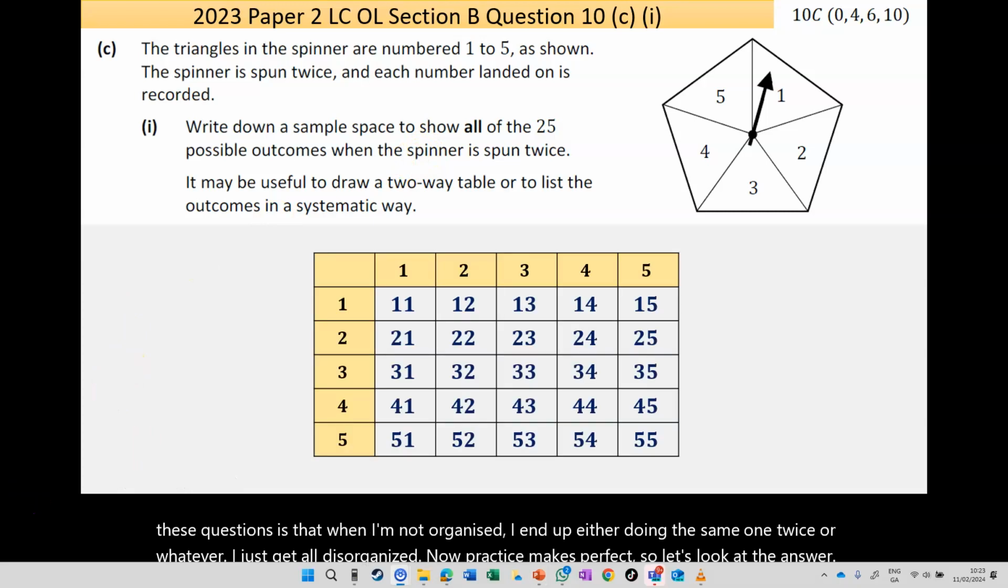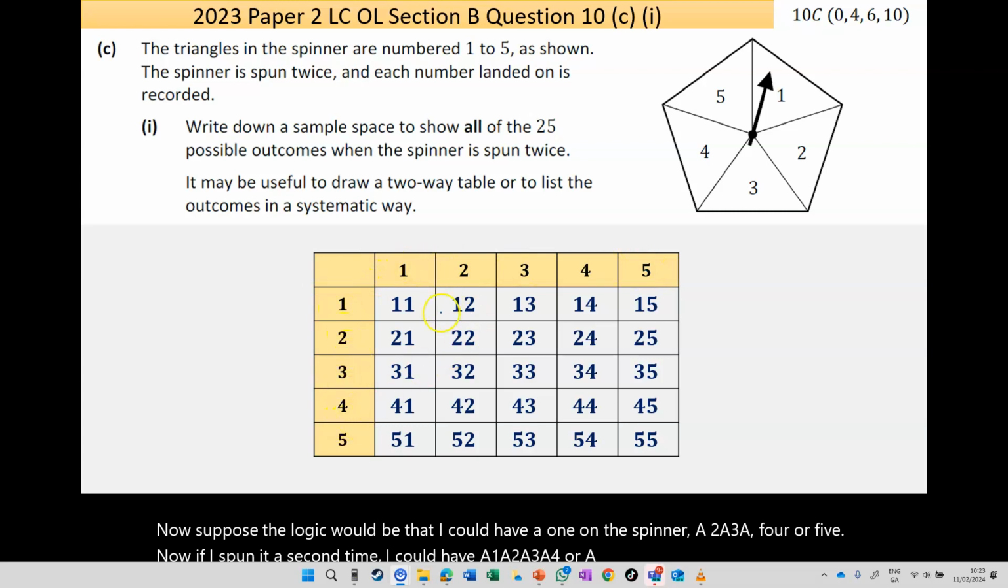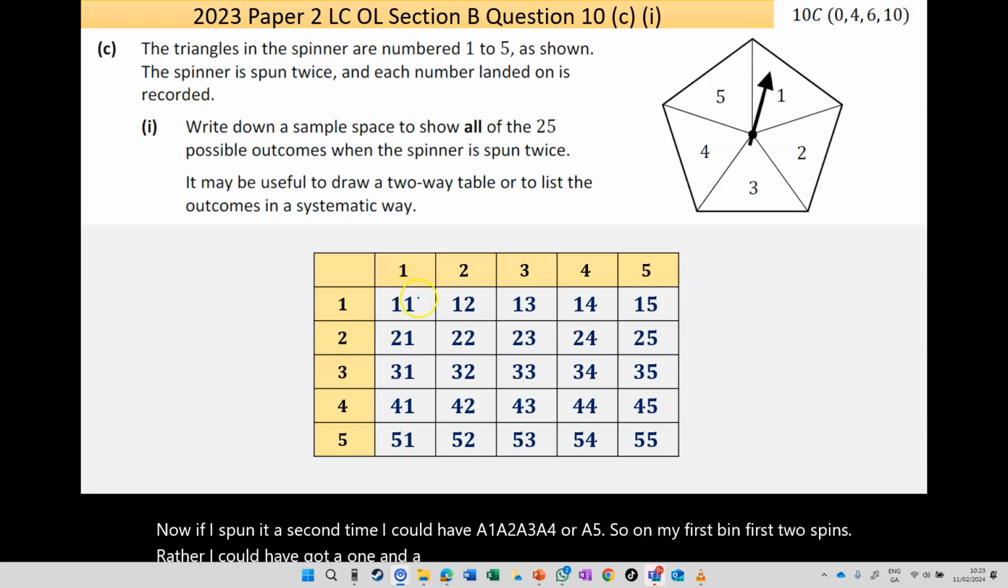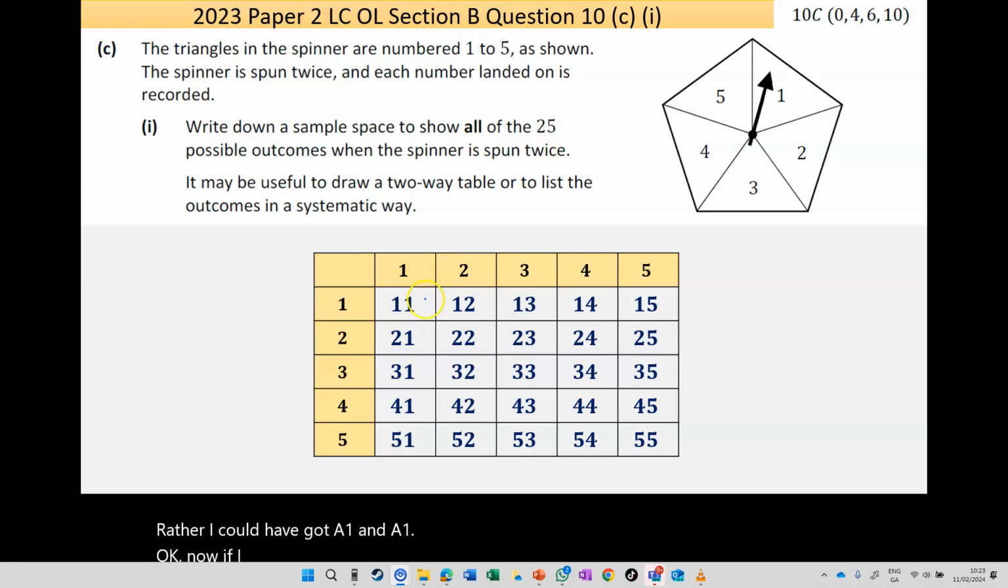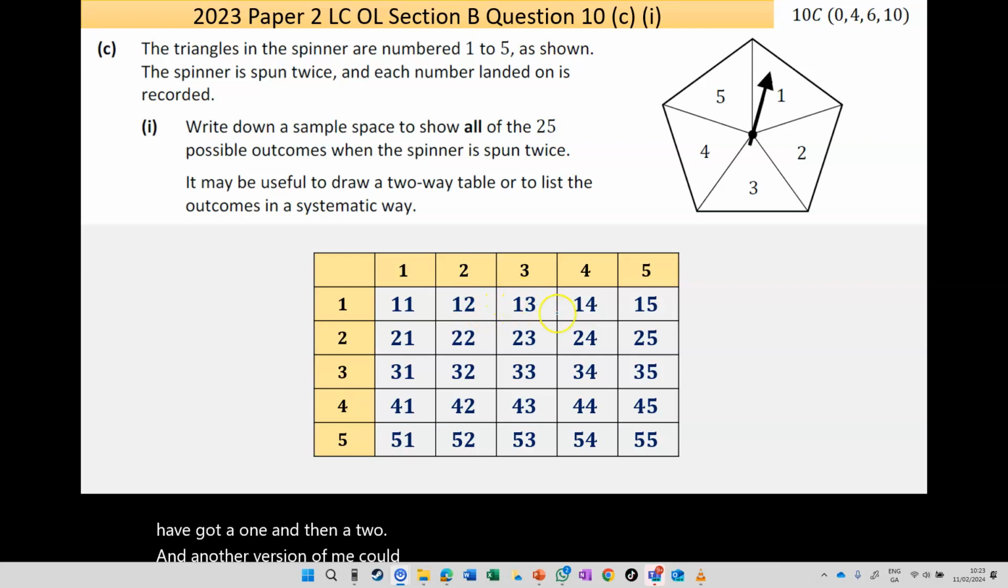Now, I suppose the logic would be that I could have a 1 on the spinner, a 2, a 3, a 4, or a 5. Now, if I spun it a second time, I could have a 1, a 2, a 3, a 4, or a 5. So on my first 2 spins, I could have got a 1 and a 1. Okay. Now, if I went again, or a different version of me in the multiverse, whatever, I could have got a 1 and then a 2. And another version of me could have got a 1 and a 3, a 1 and a 4, a 1 and a 5.